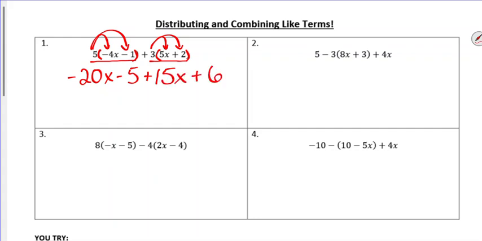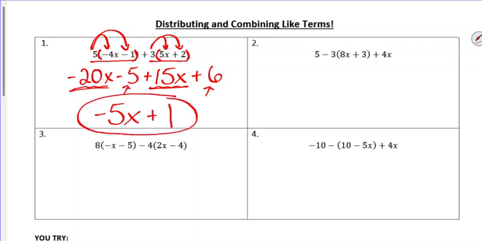And you can see here I have some x terms and some constant terms that I'm allowed to put together. These two are like terms, and these two are like terms. So I can add those together. -20x plus 15x is -5x. And -5 plus 6 is a +1, so I write that as +1 in my answer. That's as simple as that gets because those are not like terms. You combine all like terms after distributing.